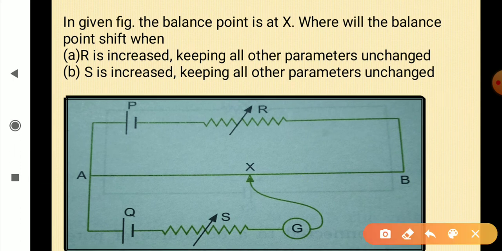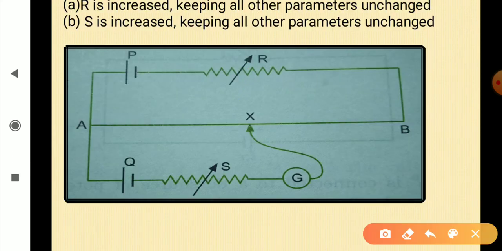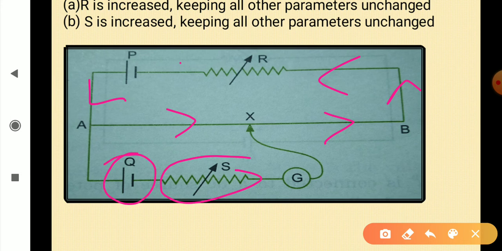And coming to the second part, when S is increased, keeping all other parameters unchanged, you see. Now what we are doing is, only S is increased. But you know that during balanced position, no current is drawn from this cell. That means no current is passing through S. S से कोई करंट पास ही नहीं हो रही है, ये सेल ओपन सर्किट में है, तो जब करंट पास नहीं हो रही है तो इसको कम कर दें, ज़्यादा कर दें, कोई फ़र्क नहीं पड़ने वाला है. That means the balancing position is not affected at all, right?